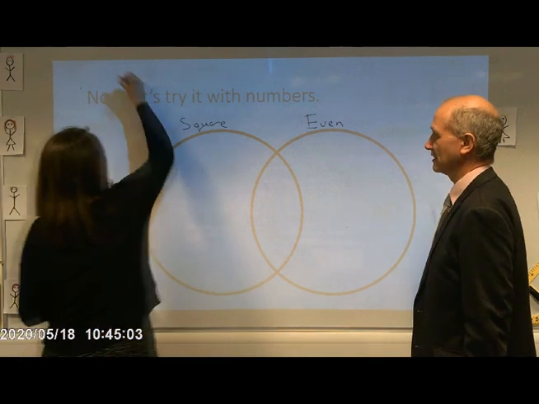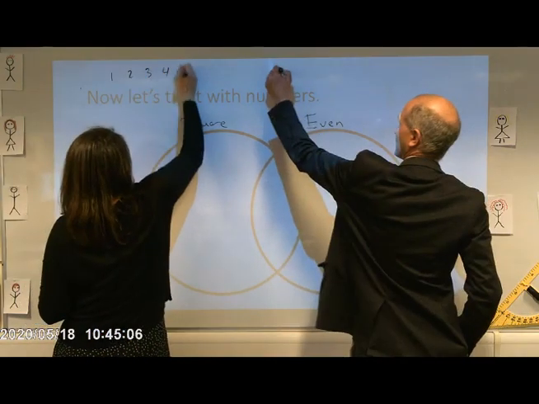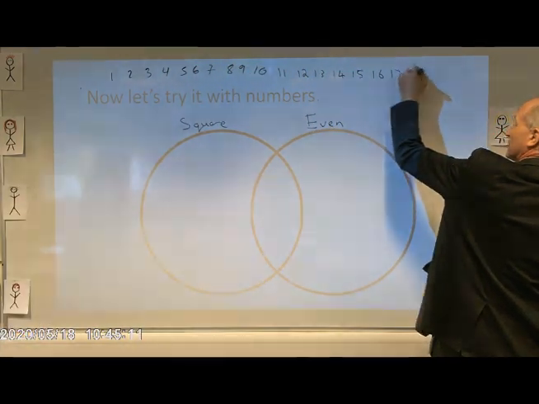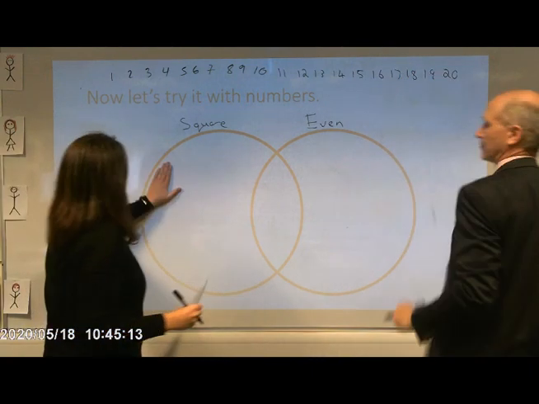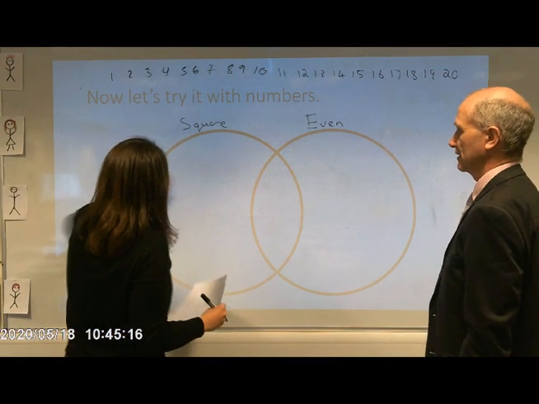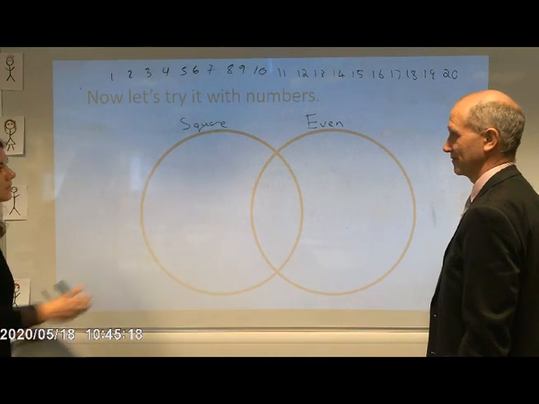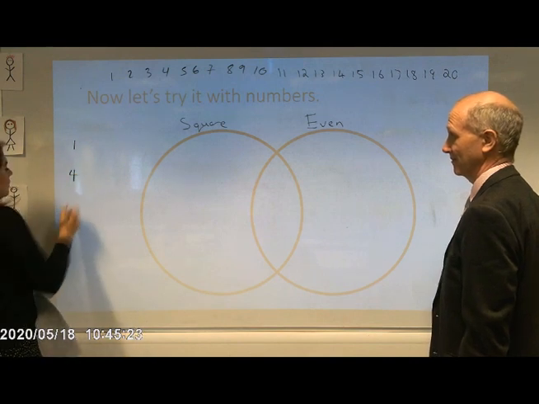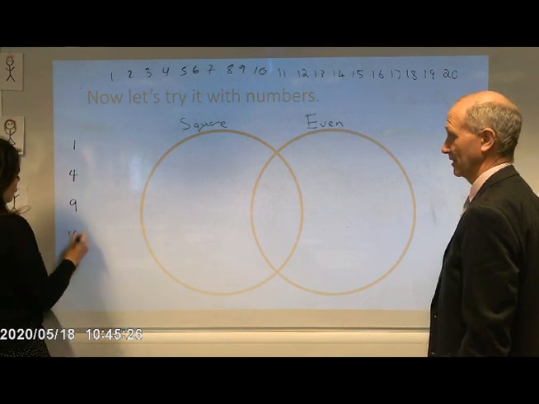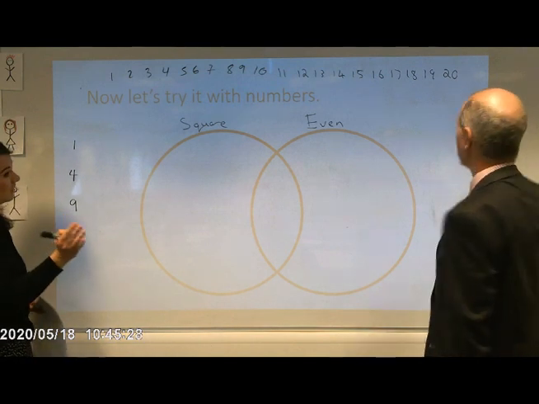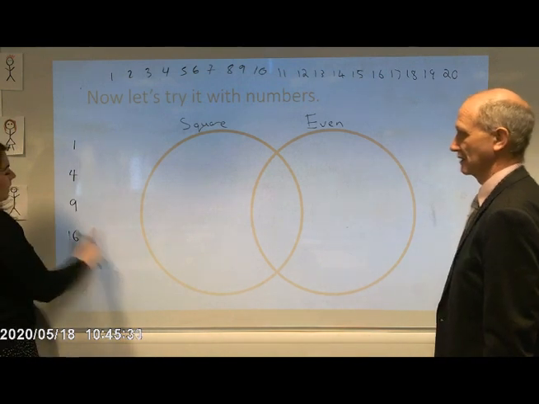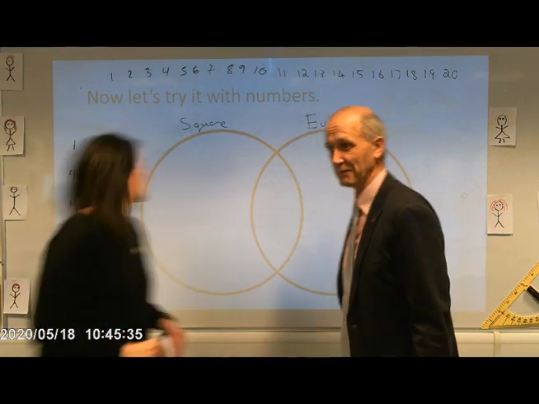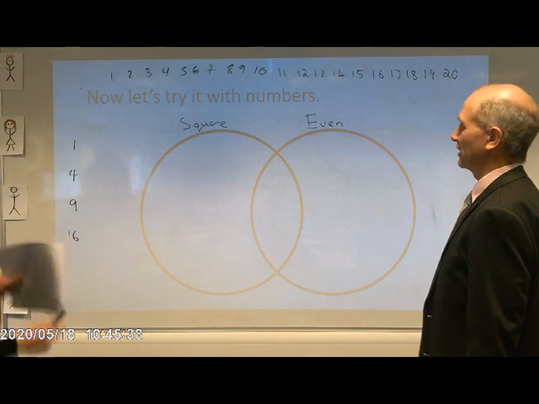Okay, so we need our numbers. Hopefully you know what your square numbers are. You only need to know 4 square numbers. 1 squared is 1, 2 squared is 4, 3 squared is 9, 4 squared is 16, 5 squared is 25, which is too big. If you want to know a bit more about square numbers, there is a video on our YouTube channel, all about square numbers. So if you weren't sure about your square numbers, you can look at that as well.